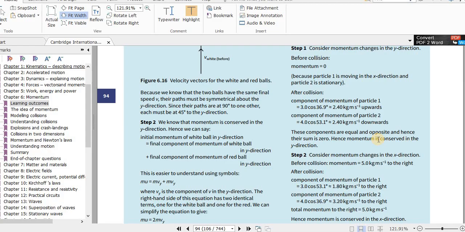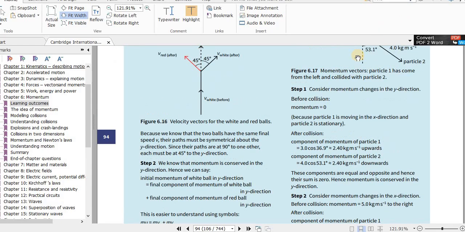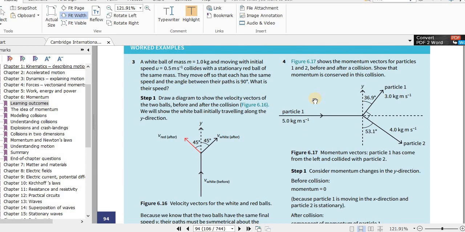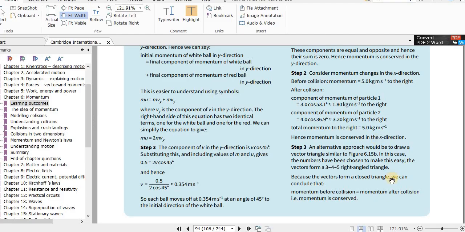momentum before the collision. Now you can see that also. So that is 5. It's given in the diagram. So when you add this and this, you get 5.